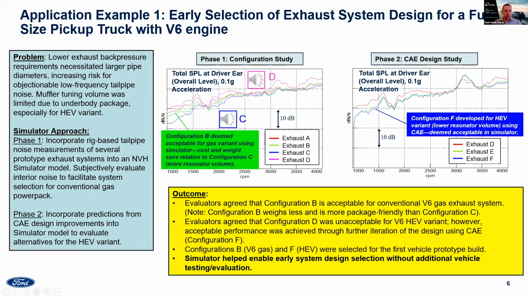The engine horsepower was being increased, and in order to enable that, exhaust system back pressure needed to be reduced. So to reduce the back pressure, the pipe diameters in the exhaust system needed to become larger. And that increased the risk for objectionable low frequency tailpipe noise.